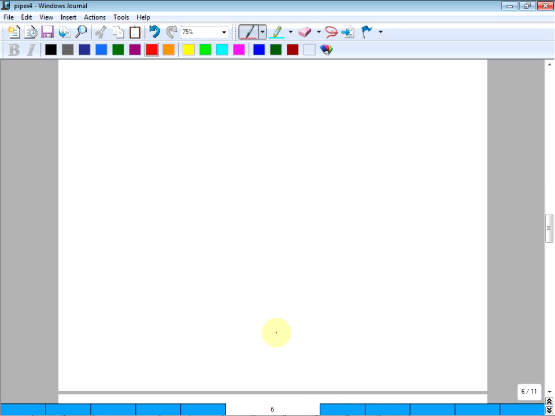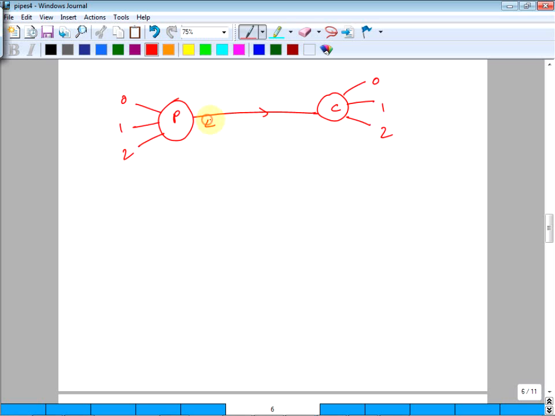Okay. So now let's consider we have the parent process here, and a child process here, with 0, 1, 2 as the standard input, output, and error streams. Let's consider a very simple case: the parent is writing to the child. I believe writing is 4, reading is 3. Yeah, those are the standard numbers. This is a pipe.